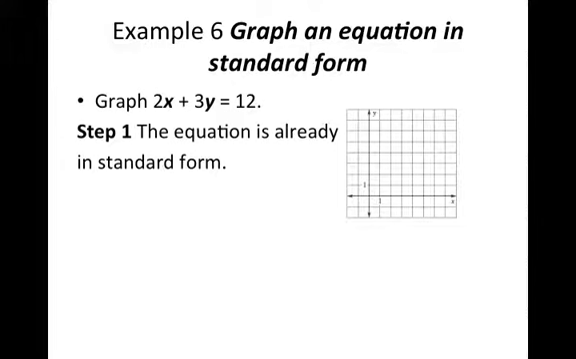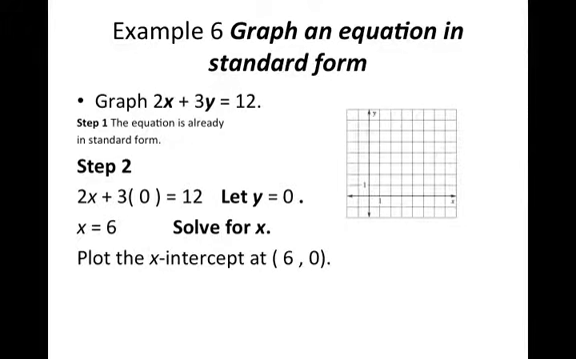So we've got 2x plus 3y equals 12. So let's go through that process. It's in standard form, so let's let y equal 0. And so we're going to plug in 0 for y, so that's going to give us 2x plus, well, 3 times 0 is 0, equals 12. 2x equals 12, divide both sides by 2, we get x equals 6.